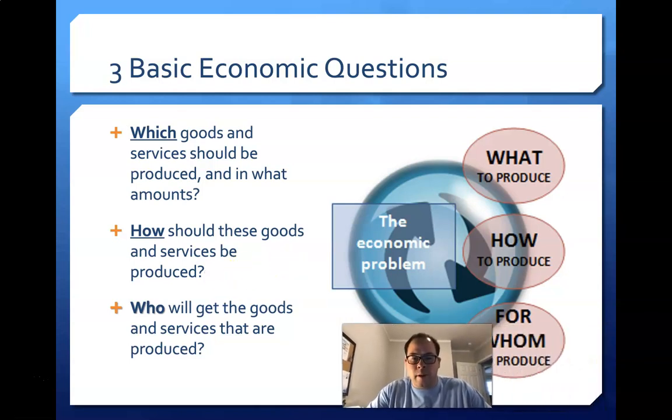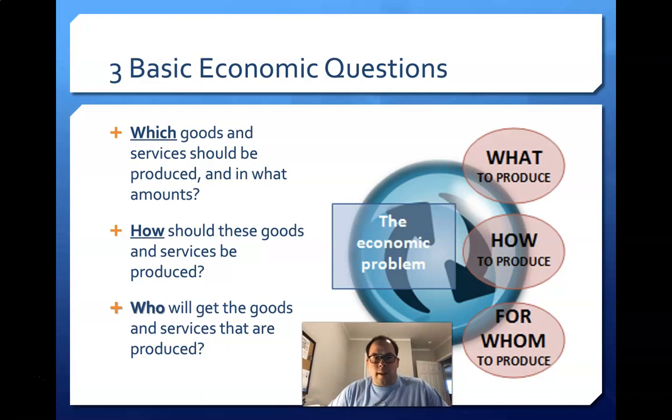I'm going to move my camera over here, my picture, so where you can see. Which goods and services should be produced and in what amounts, or what to produce? So what's going to be produced in the economy that we have. How these goods and services should be produced, or how to produce them. So we started with what we're going to produce. Now we're down to how are we going to make it happen. And then the last one is who is going to get the goods and services, or for whom to produce. Another way is how are they going to be divided? All of those are the same question. So who is going to consume it? Who's going to get them? How are we going to give it to people?